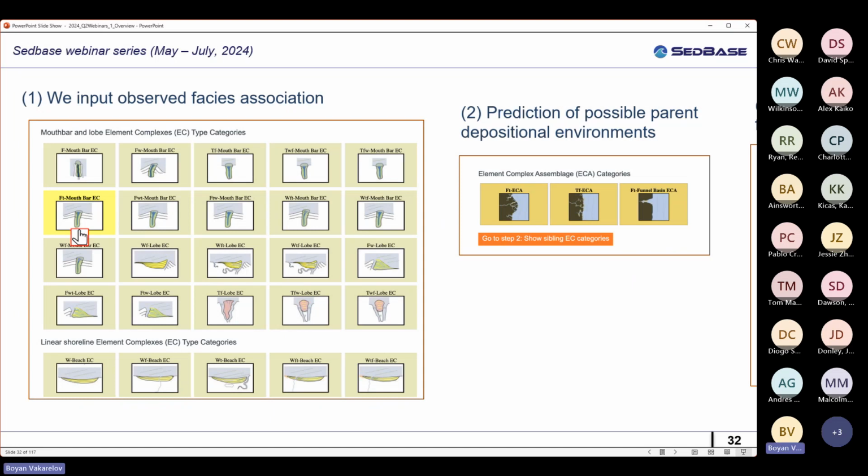And then you can use this app to help you, first of all, tell you what types of parent depositional environments can be associated with what you just observed. And again, think of hierarchies in this case. So our initial input is on this element complex level, our facies association level. This prediction that you can see on top is lower down. This is basically a type of a parent environment which can house the facies association that we just identified. So this is the first thing that these modules can do.